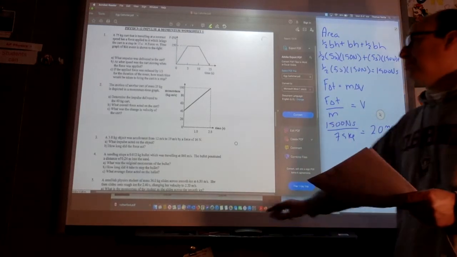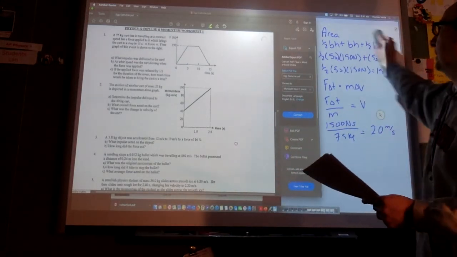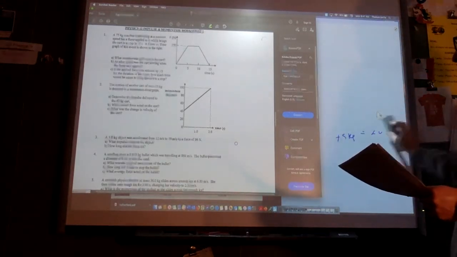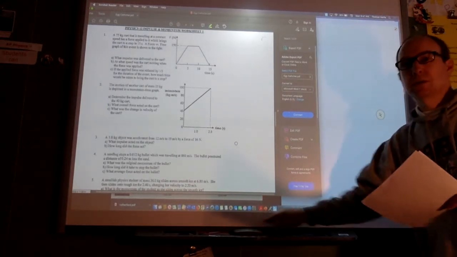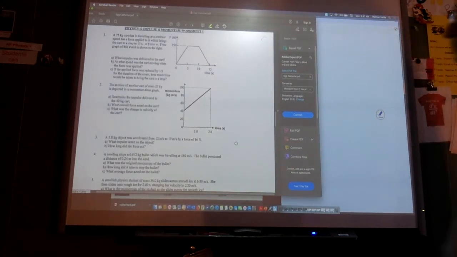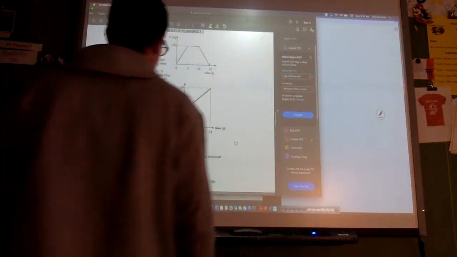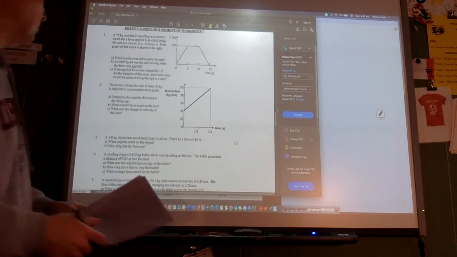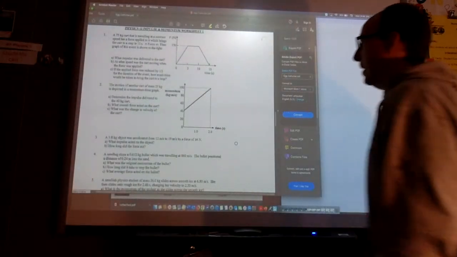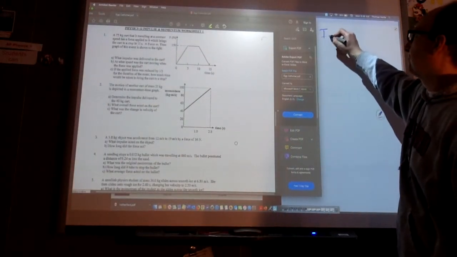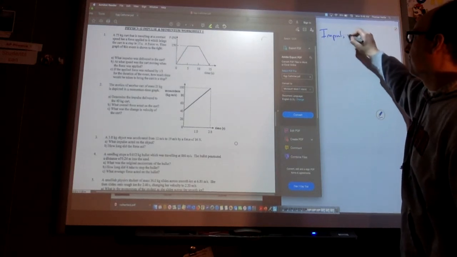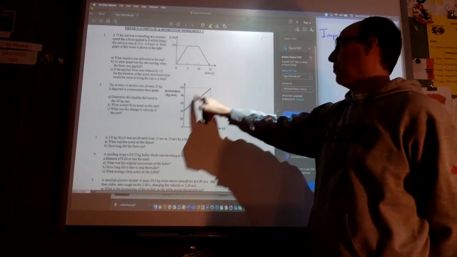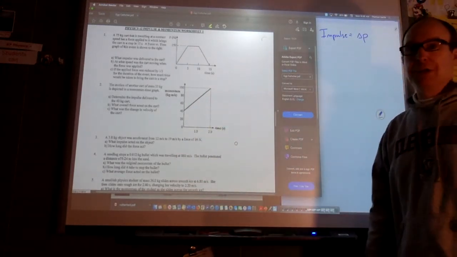All right, number two, the motion of another cart of mass 25 kilograms is depicted in a momentum time graph. Determine the impulse delivered to the cart. So this is the change in momentum. So the momentum changed from 40 to 100. That would be a change of 60.